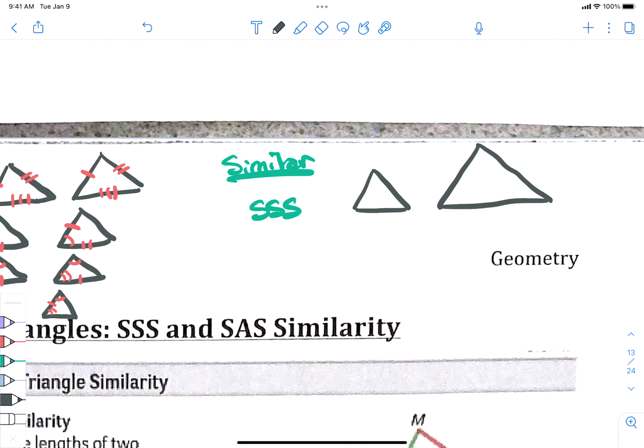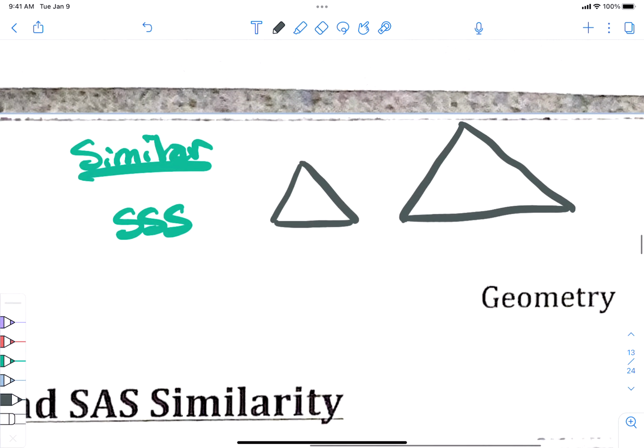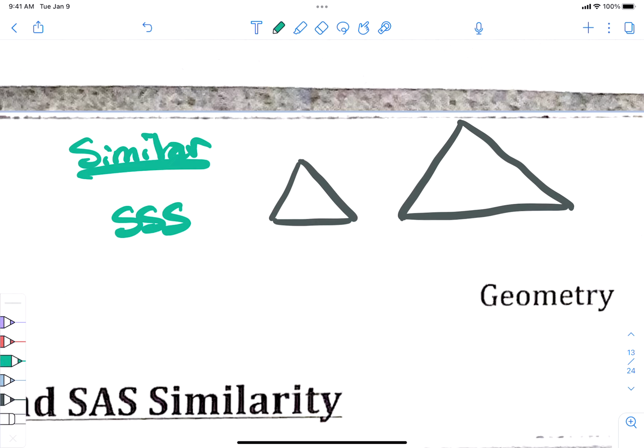Side, side, side doesn't mean that I'm looking at the lengths of the sides being the same. Here's what side, side, side says. What I'm going to do is, let's say this is A, B, C, and D, E, F.